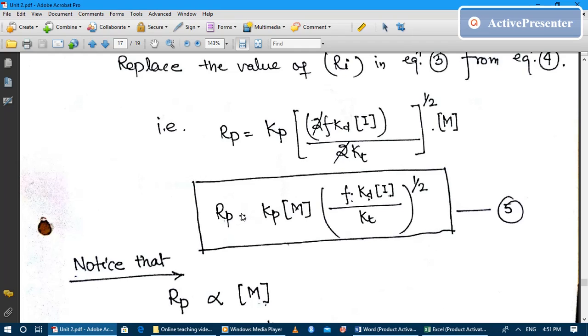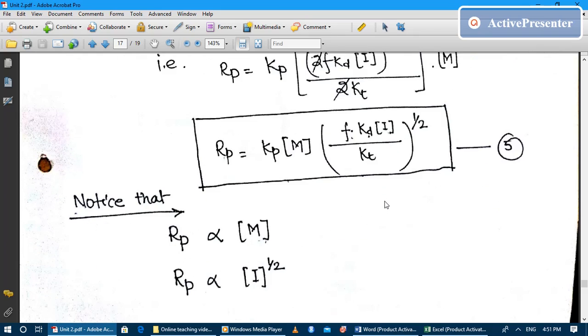and the final equation for chain polymerization reaction, the rate of polymerization or rate of propagation reaction, is equal to Kp, where Kp is the rate constant of the propagation reaction, times concentration M, the concentration of the monomer, times under root (f Kd [I] over Kt), where Kd is the decomposition rate constant and Kt is the termination rate constant, and concentration [I] is the concentration of the initiator taken at the time of reaction.